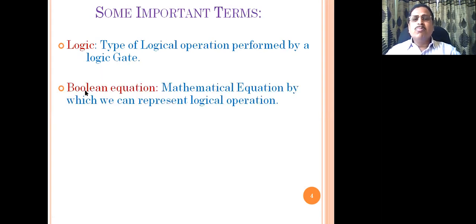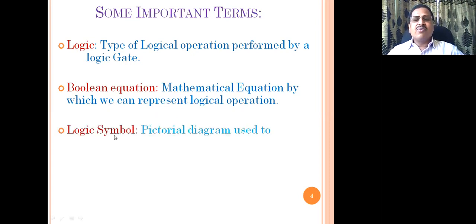Second term is the Boolean equation, also called the logical equation, after the name of scientist George Boole, who invented a technique to correlate logical operation with mathematics. So here is a sort of mathematical equation by which we can understand or represent logical operation. That equation is called the Boolean equation.